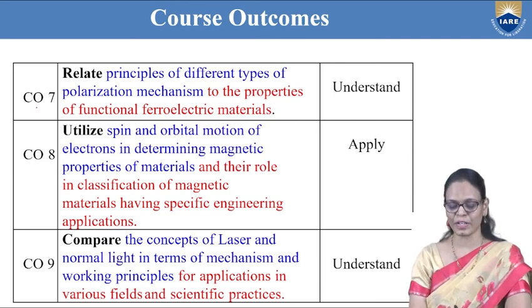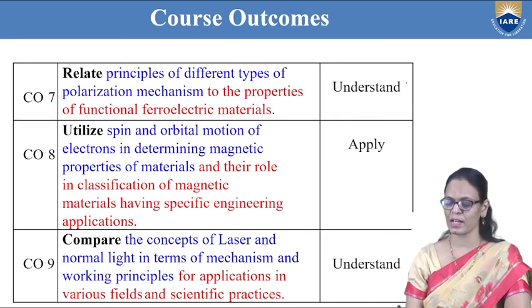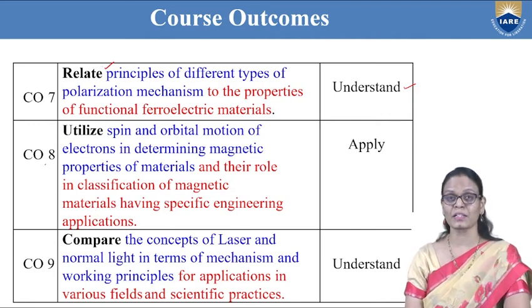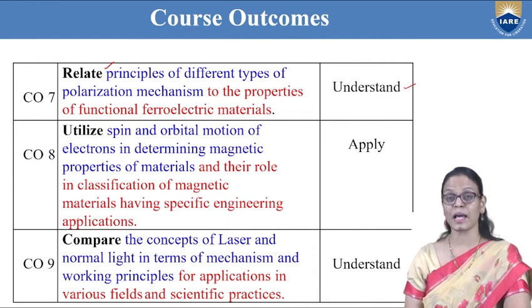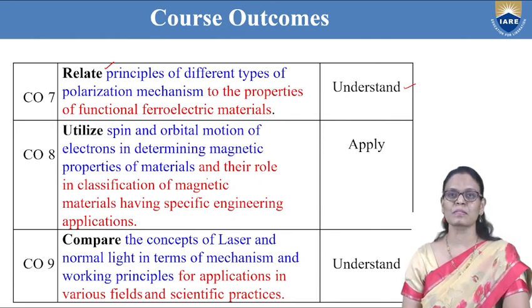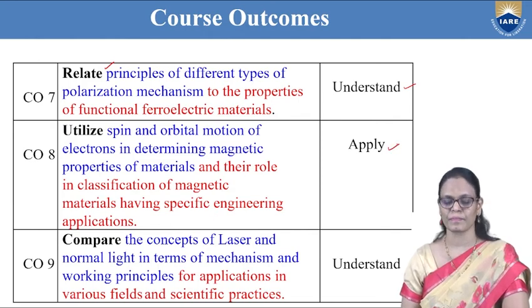Now coming to CO7, relate principles of different types of polarization mechanisms to the properties of functional ferroelectric materials. So it is the understand level. They have to just understand and relate. Then CO8, utilize spin and orbital motion of electrons in determining the magnetic properties of materials and their role in classification of magnetic materials having specific engineering applications. So what about these materials, where and how they are being used, is the application level.